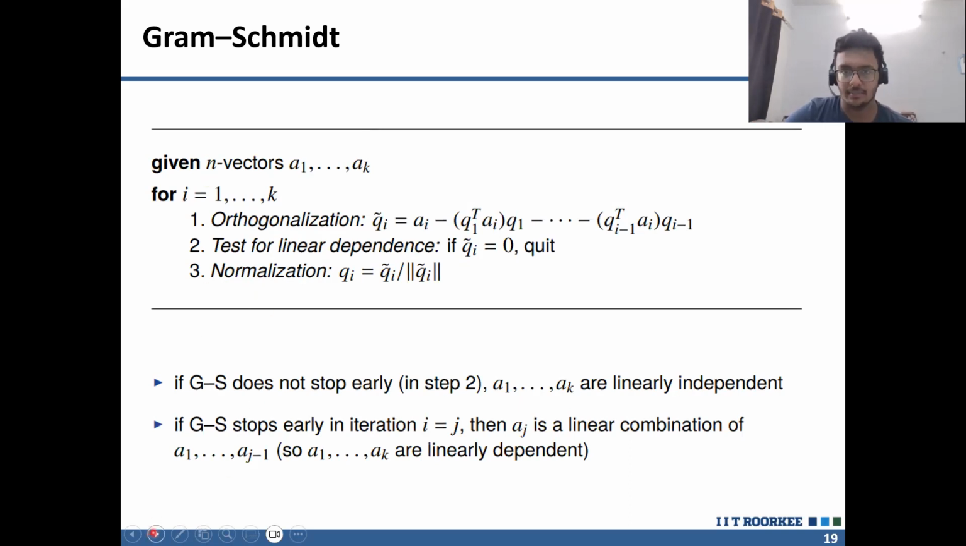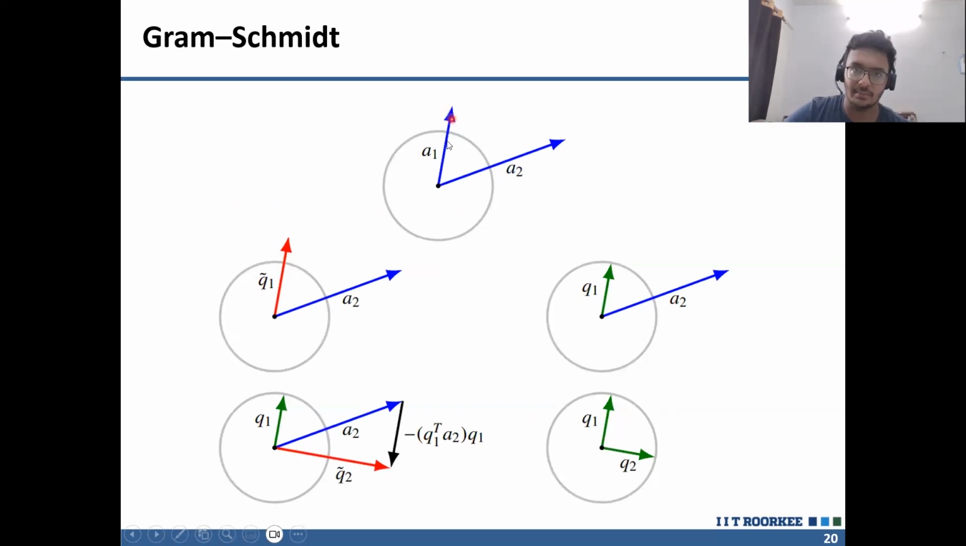Now let us look at some applications. This is the intuition behind it. For example, this is the vector a1, this is the vector a2. q1 tilde is right here, and q1 is here, q2 tilde is here. q1 tilde is basically a1, in the direction of a1 only, but normalized. This circle represents all the vectors of norm 1. Basically, this is a unit circle in higher dimension.